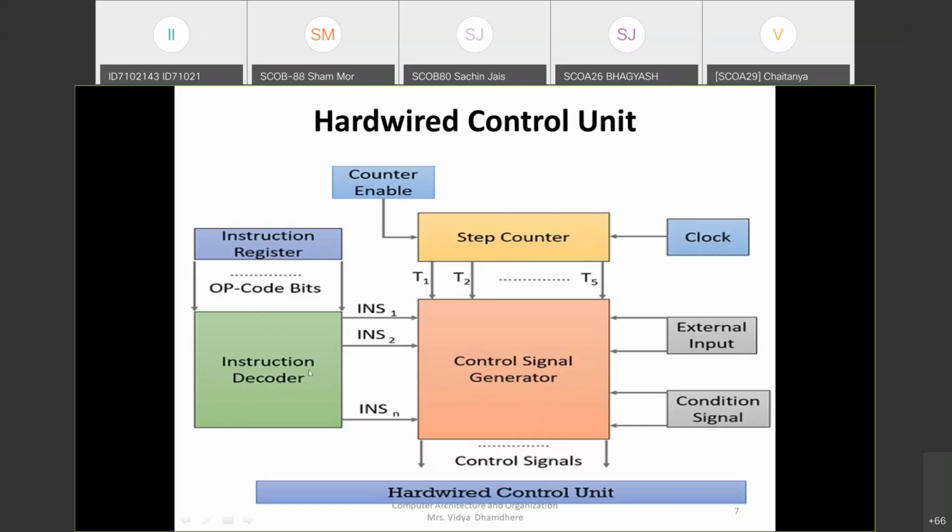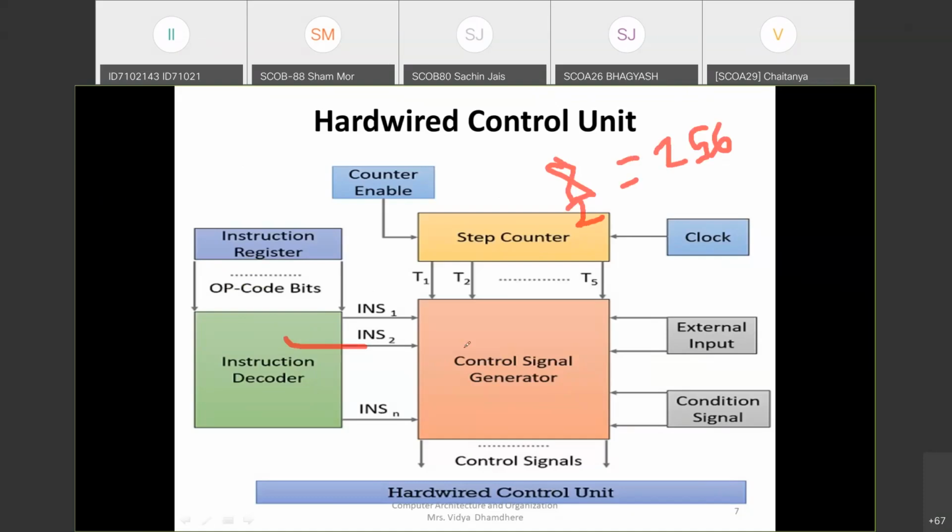Here, at the instruction decoder, n number of lines are given. That is INS 1 to INS n. This instruction decoder capacity depends upon the number of data lines available in that particular processor. For example, if it has 8 lines, then 8 lines are there in the instruction decoder. So total 2 raised to 8, that means 256 lines are generated from this instruction decoder to the control logic generator. So that many lines are sent to the control logic generator.